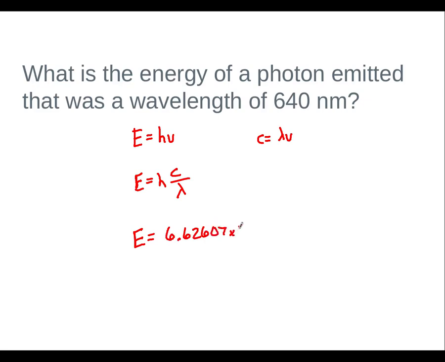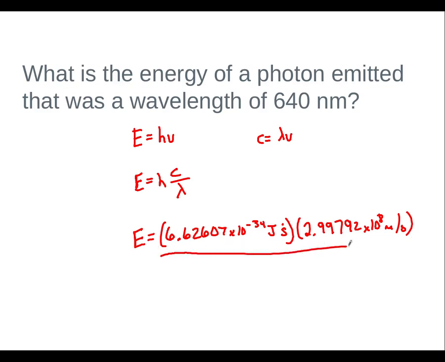6.62607 times 10 to the negative 34th joule seconds, and put that in parentheses. Right next to that, I'll have the speed of light. I had that up here before, but that's 2.99792 times 10 to the 8th meters per second. And wavelength goes on the bottom of this thing.